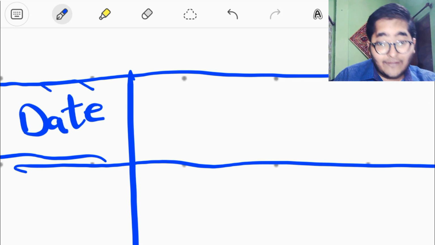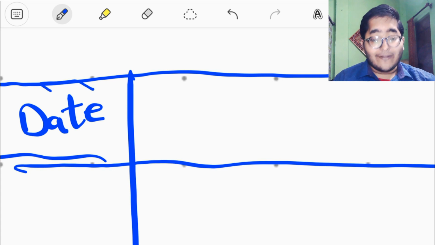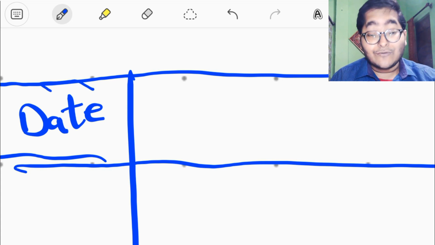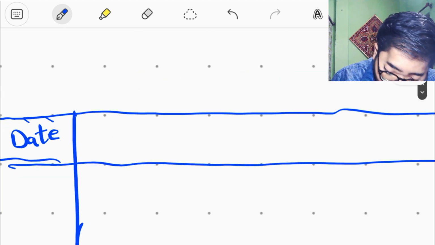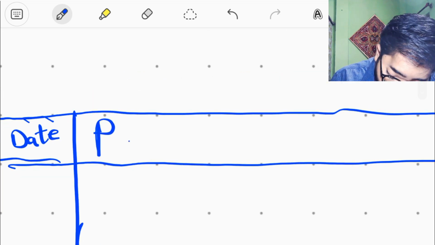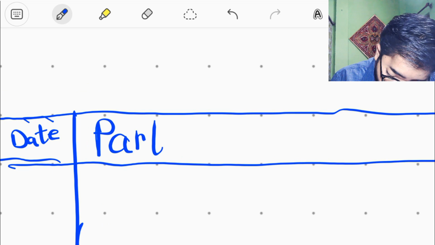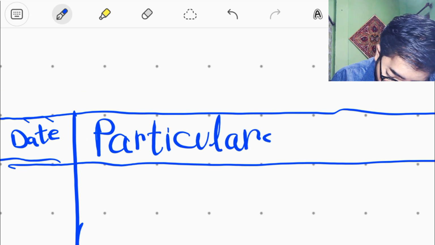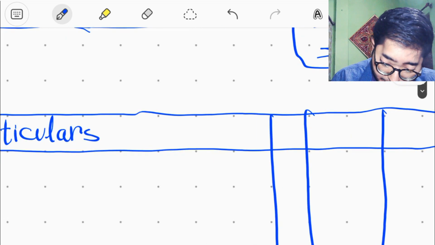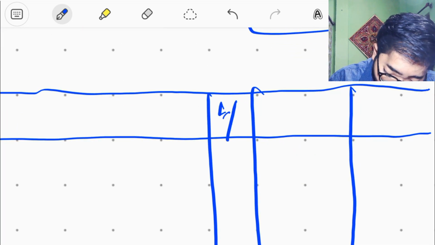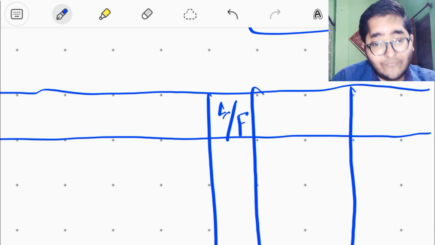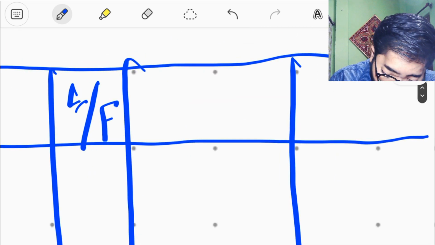So let me write. First one is date. Date why? Because journal entries are written in a chronological way. To identify a transaction, date is given. Next part is the particulars. Date, particulars. Then the LF. What is the LF? LF is the ledger folio.